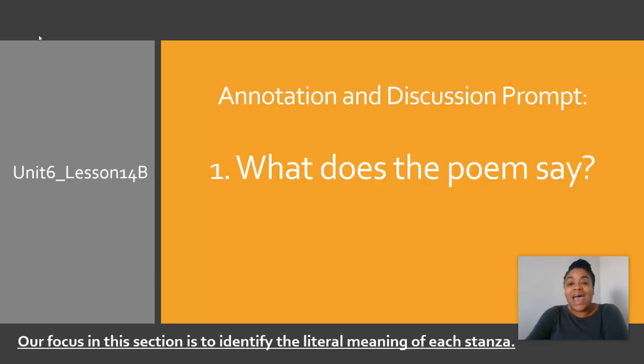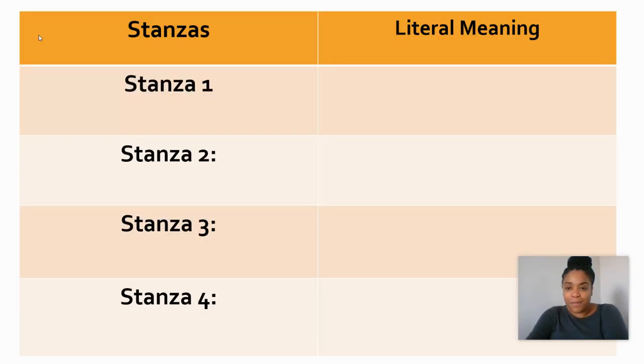So scholars, our discussion prompt is, what does the poem say? As we read through the poem, we are going to go in. On Friday, we looked and talked about stanzas 1 and 2. Today's lesson, we're going to focus on stanzas 3 and 4. On Friday, we created a T-chart that showed us stanzas 1 through 4, and then our literal meaning on the right-hand side.